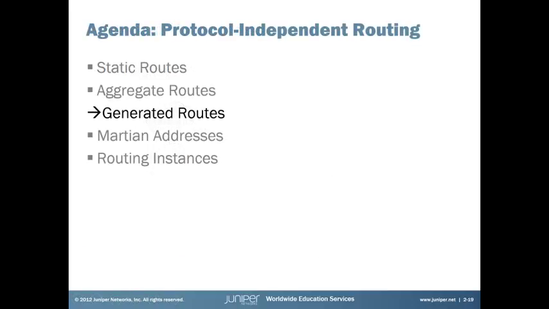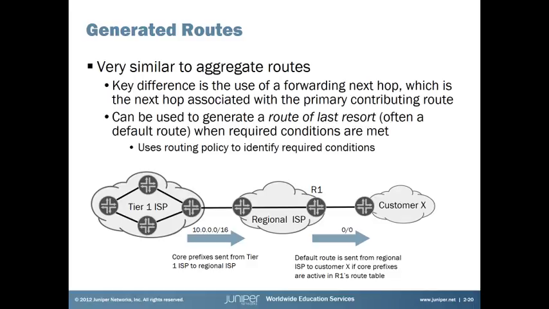Right. So what is a generated route? Well, basically, a generated route is a type of aggregate route, but it's not statically configured. It is created by policy. So we say, if these conditions exist, then create this route, or then route the traffic here.